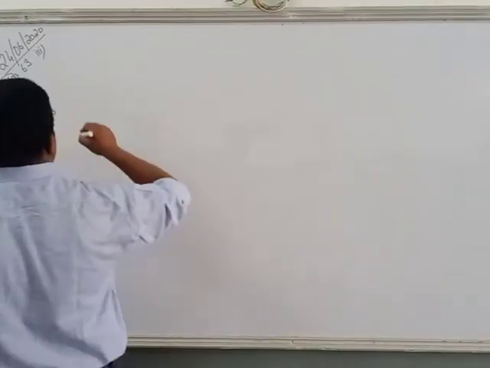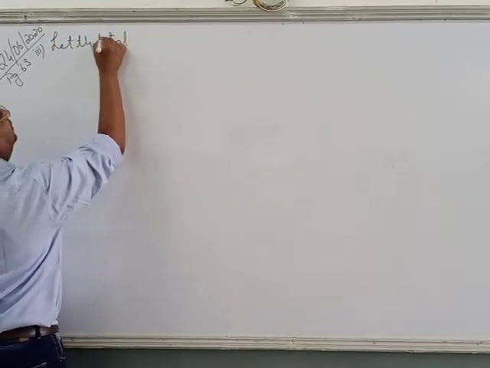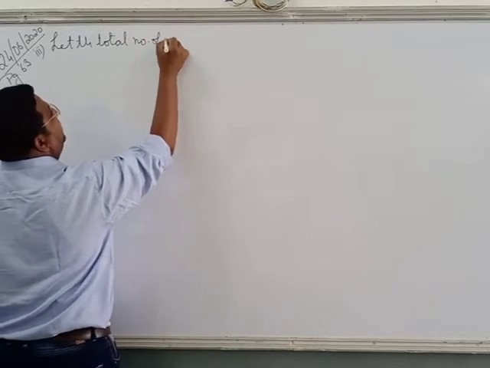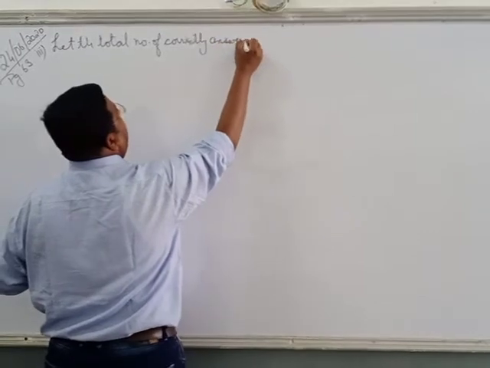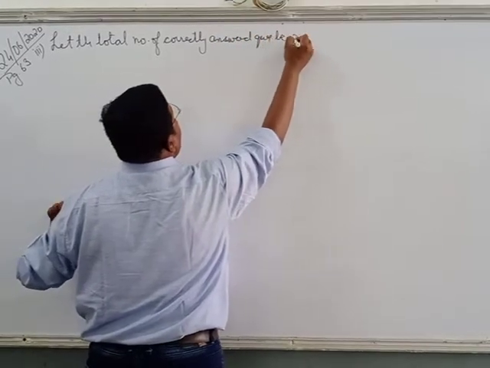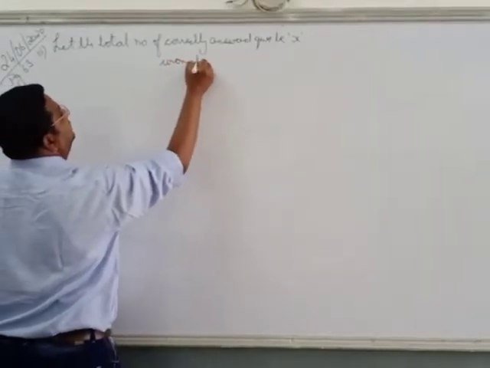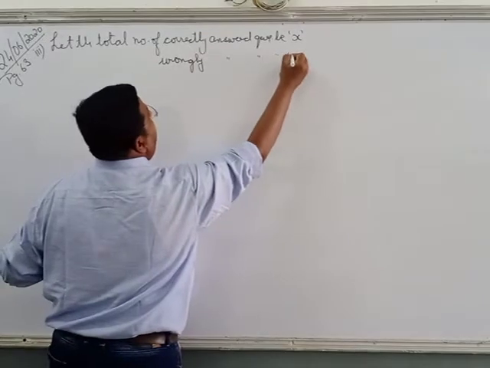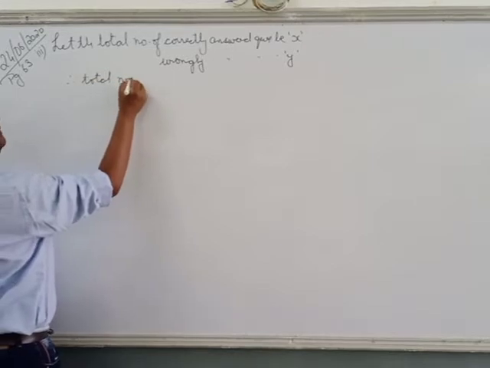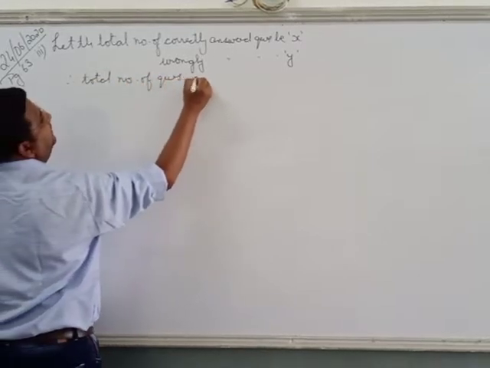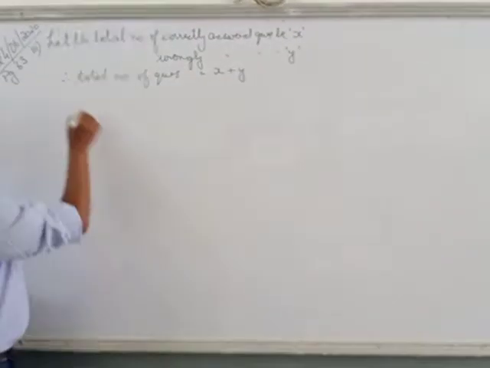So let the total number of correctly answered questions be X and wrongly answered questions be Y. So therefore, the total number of questions that were there is equal to X plus Y. Understood?